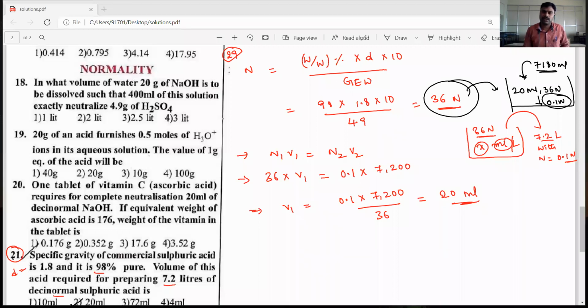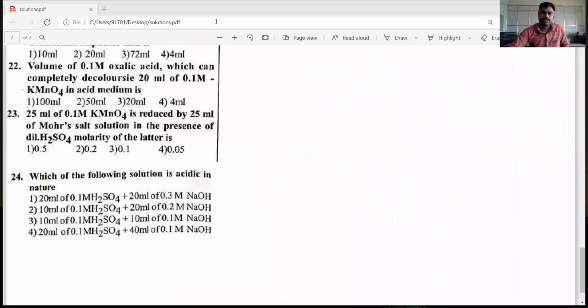Okay, dear students, let's go for the 22nd question. The given 22nd question is: the volume of oxalic acid that completely decolorizes 20 ml of 0.5 molar KMnO4 solution. They asked about oxalic acid. Dear students, it's very easy. For titration, normality into volume of oxalic acid is equal to normality into volume of KMnO4.